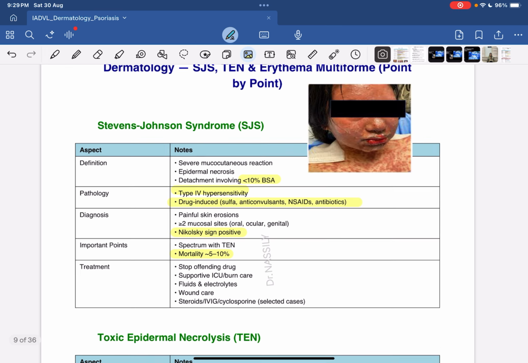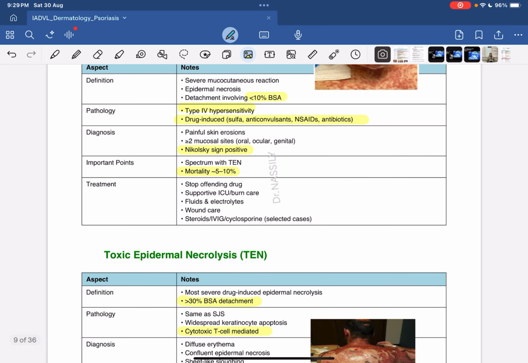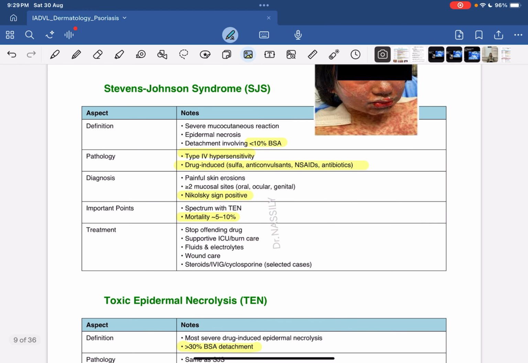Then coming to Stevens-Johnson syndrome, previous year question. It's a severe mucocutaneous reaction. There will be epidermal necrosis, detaching involving less than 10% of body surface area. If it is less than 10% of body surface area, it is Stevens-Johnson syndrome. And it is a type 4 hypersensitivity reaction.